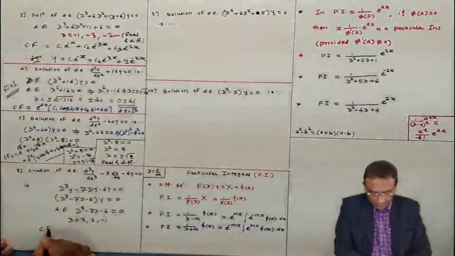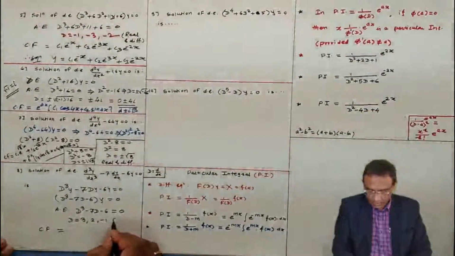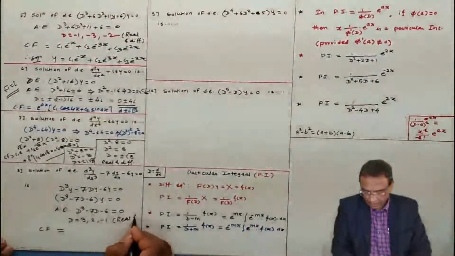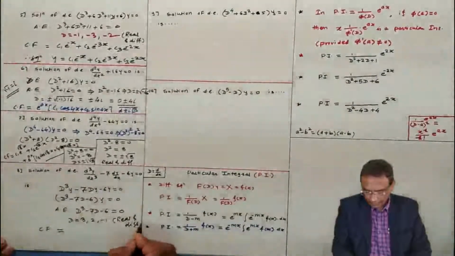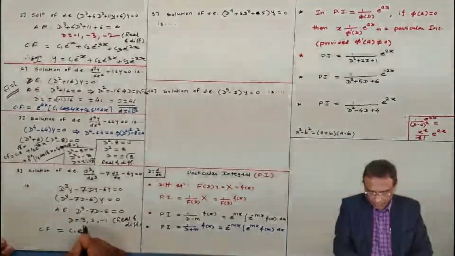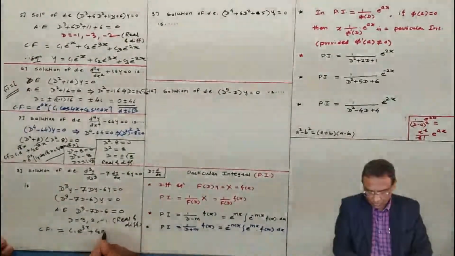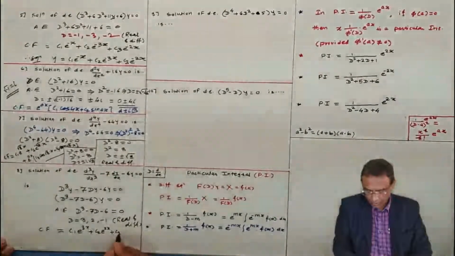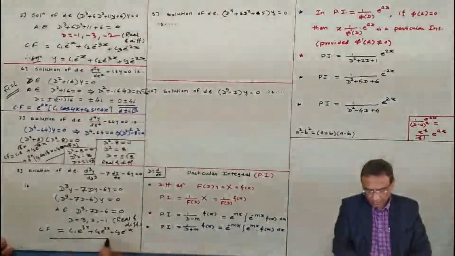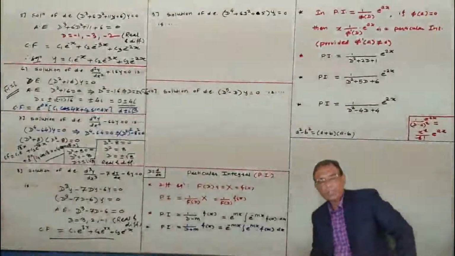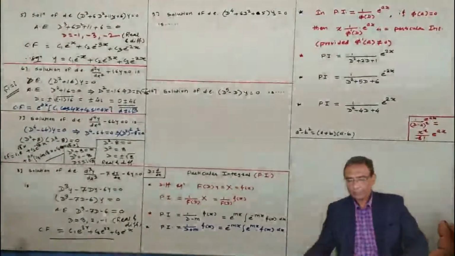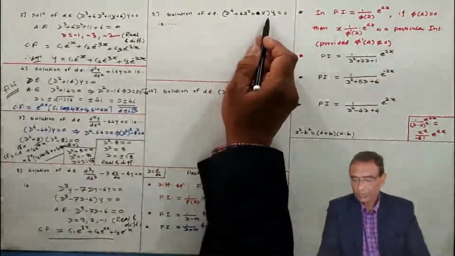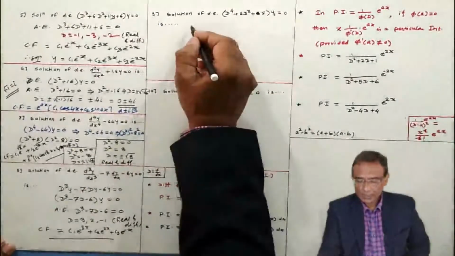Therefore, for the complementary function, all roots are real and different. So C1 e to the power 3x plus C2 e to the power 2x plus C3 e to the power minus x. This is the complementary function, and the complementary function itself is the solution. Now the solution of this differential equation: the particular integral is 0.